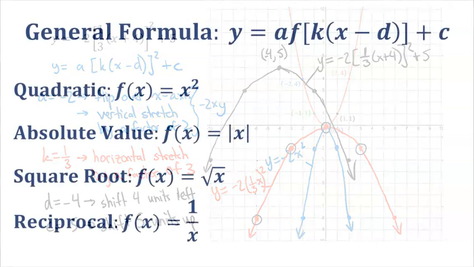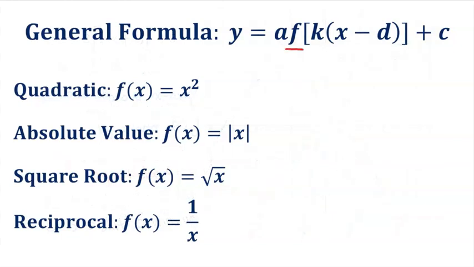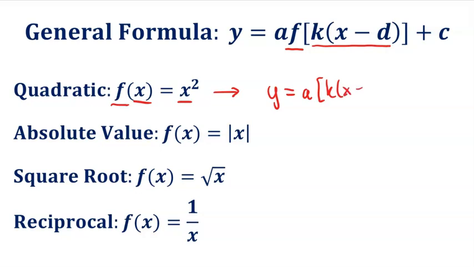So more generally, these transformations are written in the form y equals a times a function of kx minus d plus c. And so what we've just graphed is the function f of x equals x squared. Now you'll notice everywhere we had the x, we replaced it with k times x minus d in the x squared function. So f of x is being replaced with f of kx minus d. So the function is x squared, and we're replacing the x with the kx minus d all squared. And then we add the c at the end.